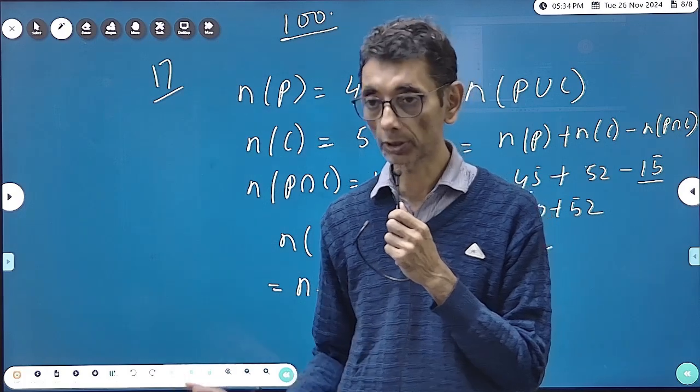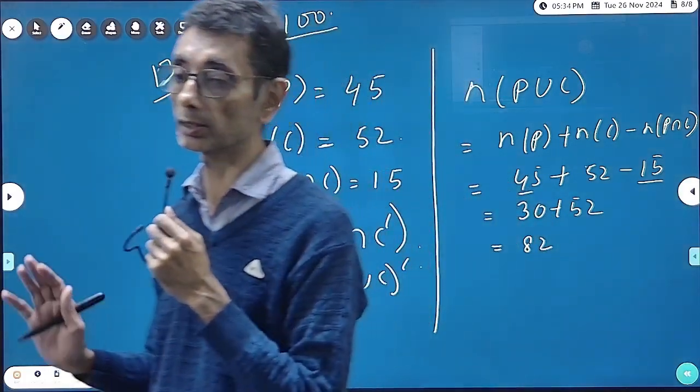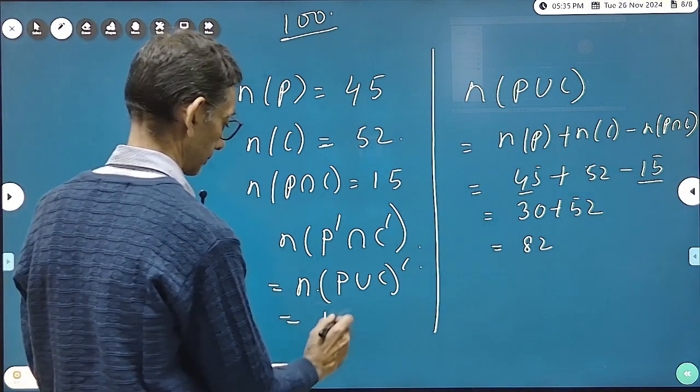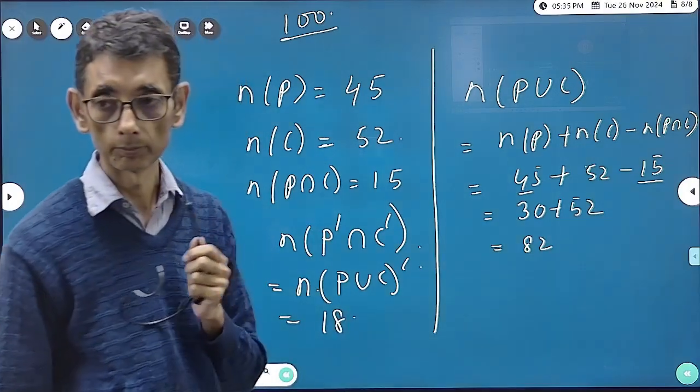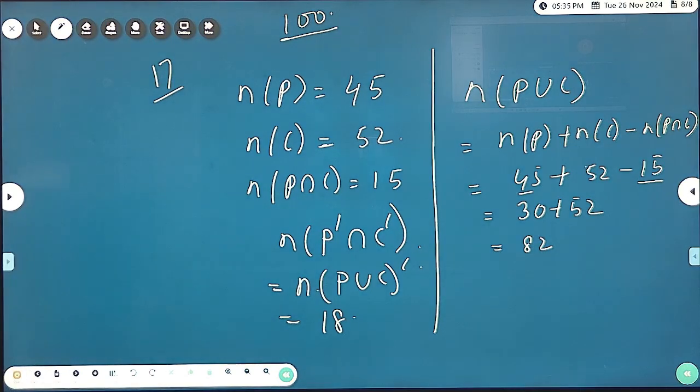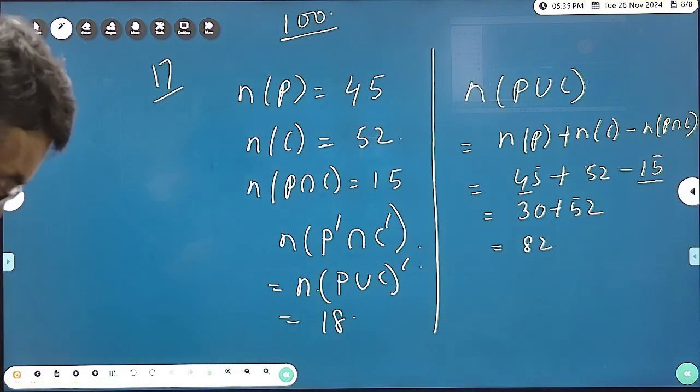So the question told us that 82 students read physics and chemistry. Then how many students study neither physics nor chemistry? We get 18. So obviously you can write this one is 18. Number of students who read neither physics nor chemistry is 18. Is it done? Note down the question. Note down the answers.